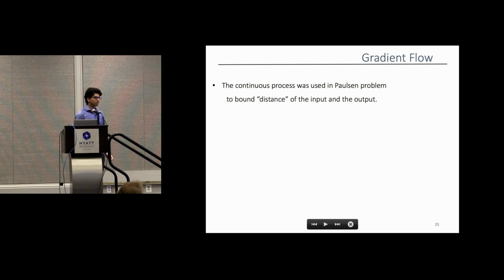Cool. So we came across this continuous process when we were studying the Paulsen problem, in which we wanted to bound the distance between our given input and the scaled output. So you'd believe that as you watch this process go, you can bound, for example, speed of convergence and as well speed of movement to bound the total distance that you moved.